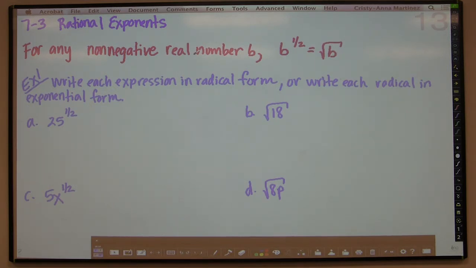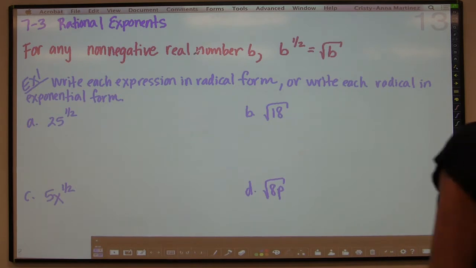So, for any non-negative real number, so we're talking about numbers that are real, they're not imaginary, and non-negative means that they're positive or 0. So if it had said for any positive real number, then that wouldn't include 0 as an option. So when it says non-negative, it means that it could be positive or 0.